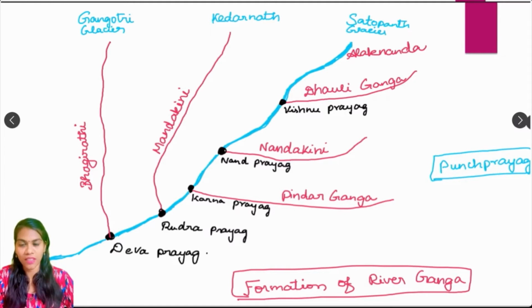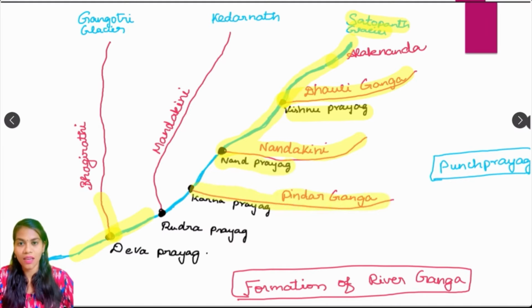Let's learn the formation of river Ganga. We all know that Bhagirathi and Alaknanda join together and form Ganga. Before knowing the formation of Ganga, we should know about the Panchprayag. Alaknanda originates from the Satopanth glacier. On its journey, it meets Dhauliganga at the place called Vishnuprayag. Then Alaknanda meets Nandakini at the place called Nandprayag. Pindar Ganga joins Alaknanda at Karnaprayag. From Kedarnath, Mandakini flows and enters Alaknanda at the place called Rudraprayag.